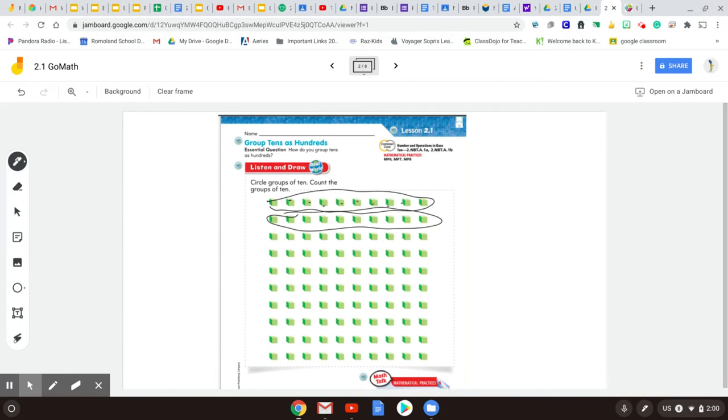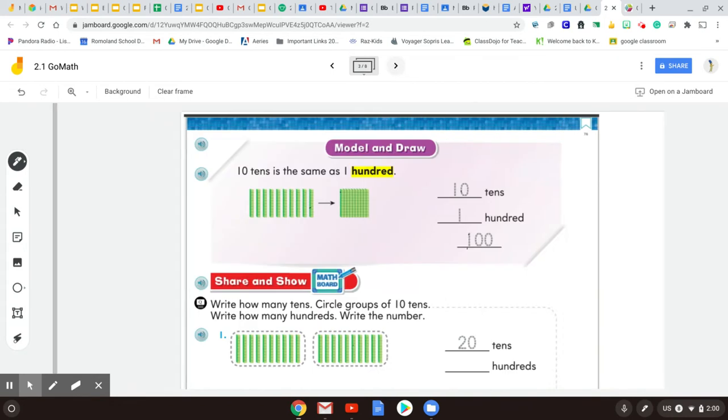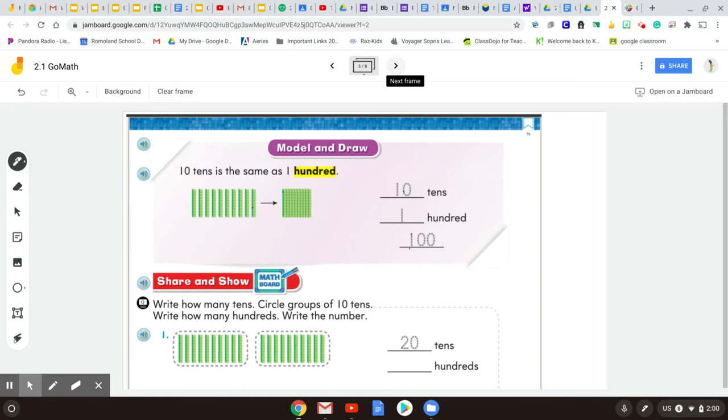I'm going to wait for you to be done. And how many groups of 10 do we have? Let's see, we have 10. 1, 2, 3, 4, 5, 6, 7, 8, 9, 10. So we have 10 groups of 10, which equals 100. We're going to turn the page to the top part of page 58, model and draw.